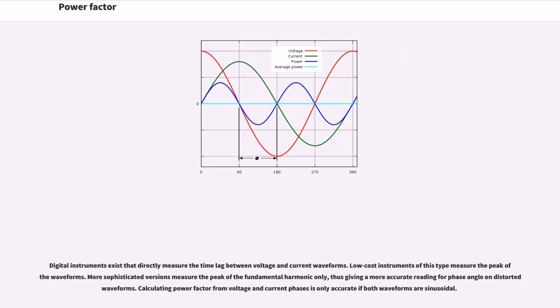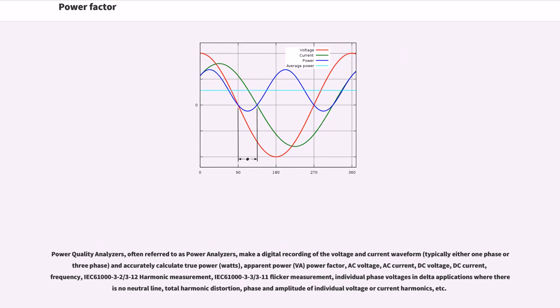Digital instruments exist that directly measure the time lag between voltage and current waveforms. Low-cost instruments of this type measure the peak of waveforms. More sophisticated versions measure the peak of the fundamental harmonic only, thus giving a more accurate reading for phase angle on distorted waveforms. Calculating power factor from voltage and current phases is only accurate if both waveforms are sinusoidal.